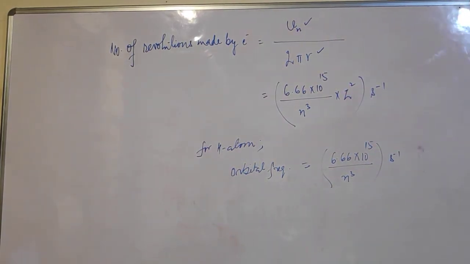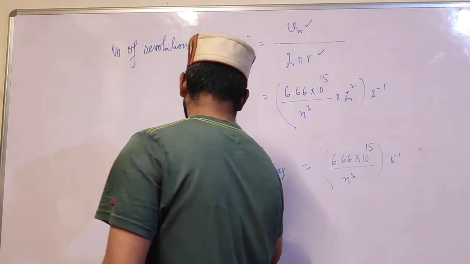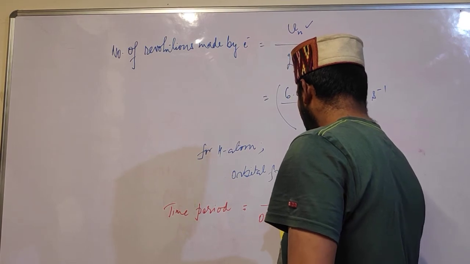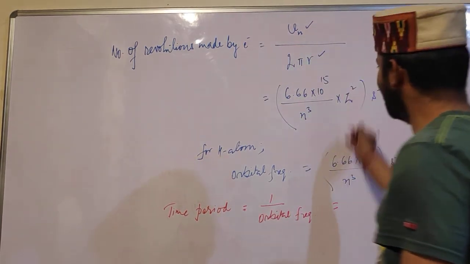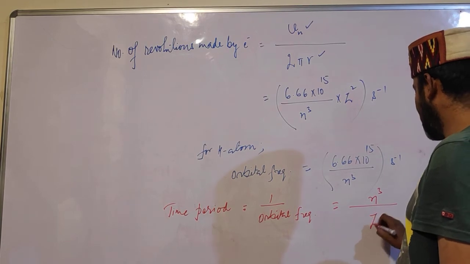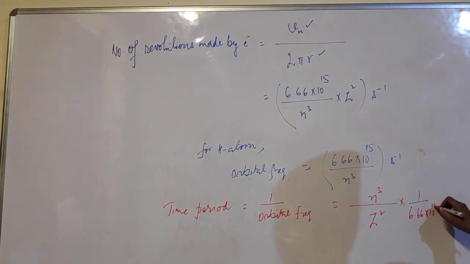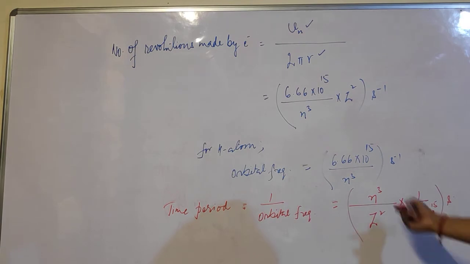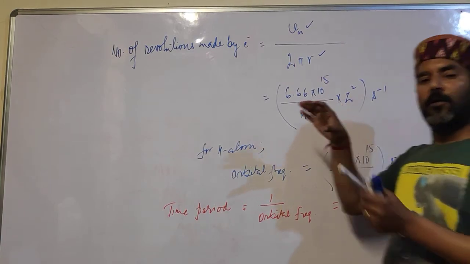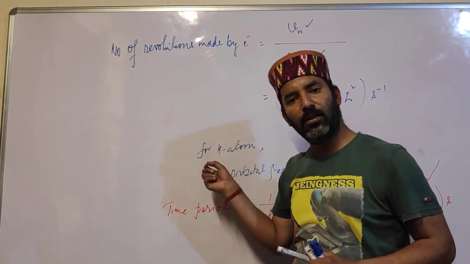Now students, अगर ऑर्बिटल फ्रीक्वेंसी इतना है तो टाइम पीरियड कितना होगा, मतलब time taken for one revolution. So students, time period will be the reciprocal of orbital frequency. जितना भी ऑर्बिटल फ्रीक्वेंसी है उसका reciprocal, that means you take its reciprocal, so it will be n cube upon z square into reciprocal, that is 6.66 into 10 raised to power 15. Now it will be in seconds. और हाइड्रोजन के लिए आप z पुट कर देना. So these results are students very very important. Now students, based on all these results or all these postulates, we will discuss numerical problems.